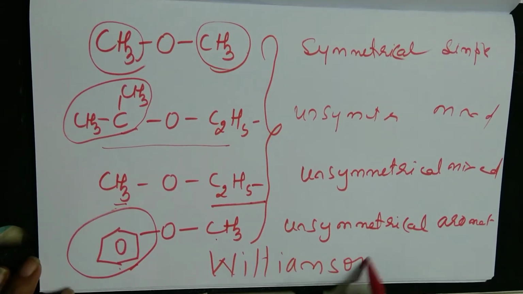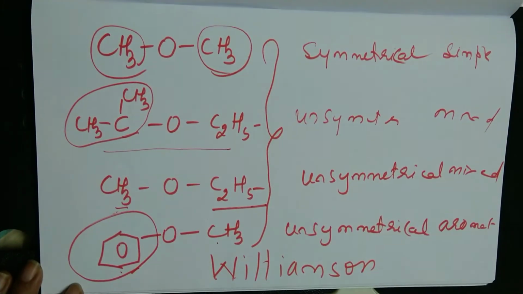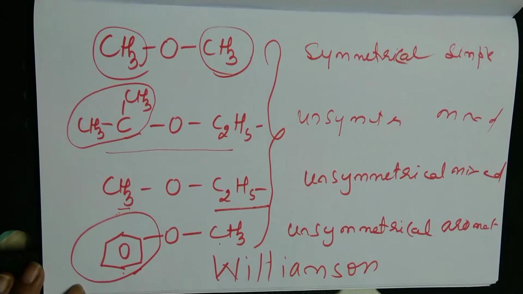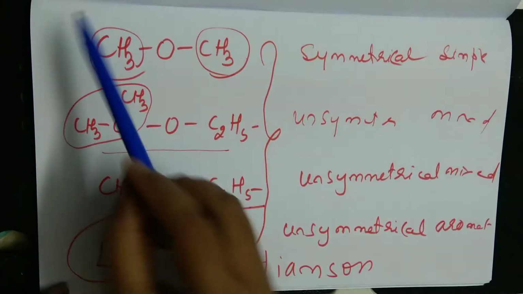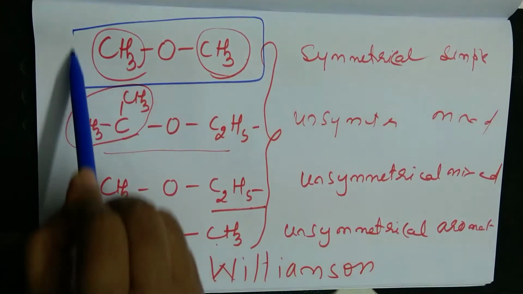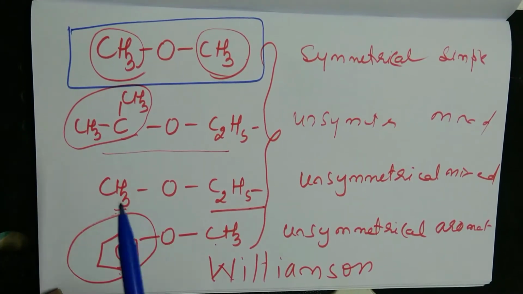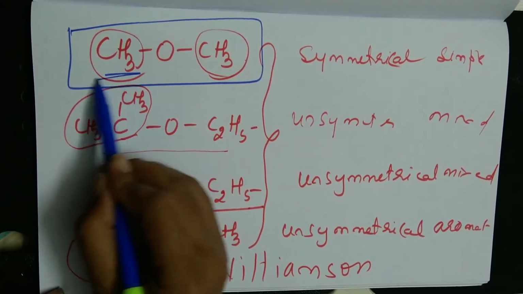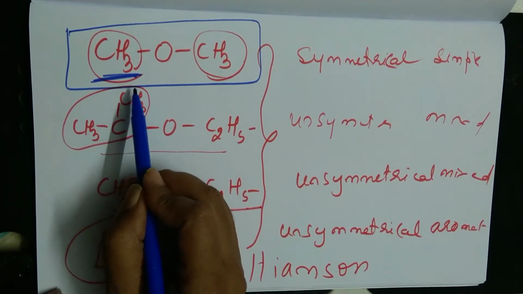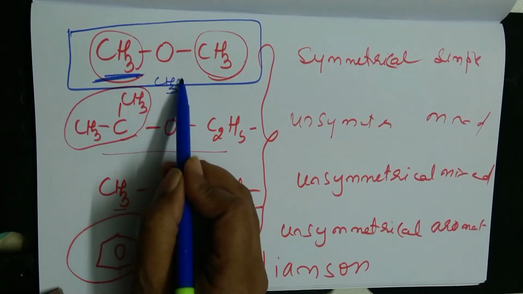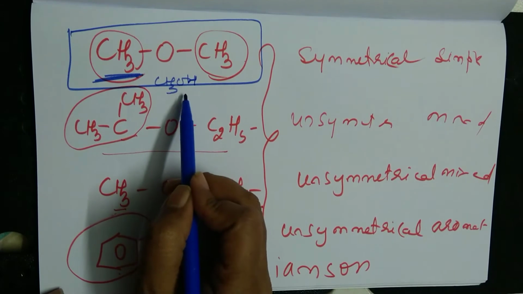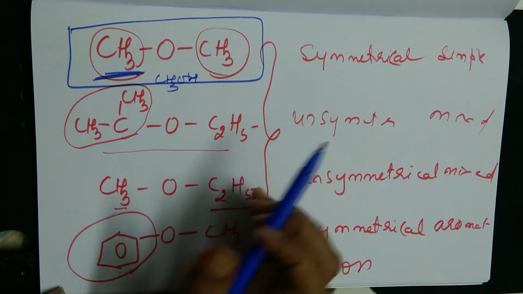Can I prepare all of these by dehydration of alcohol? No. Which one can be prepared? Only the first type can be prepared by dehydration of alcohol. Which alcohol are you going to use? The CH3 group is there, therefore you are going to use methyl alcohol, and it should always be used in excess.